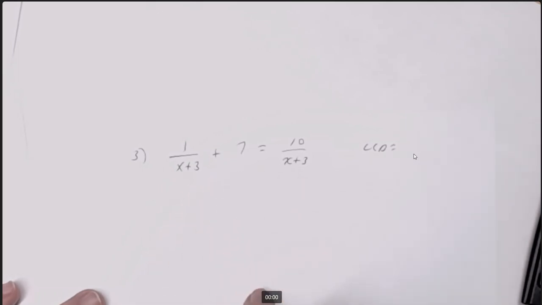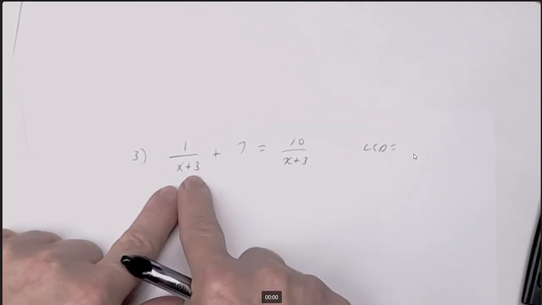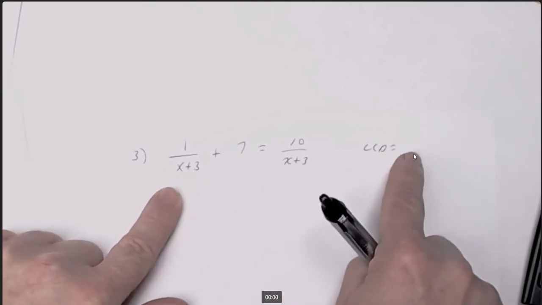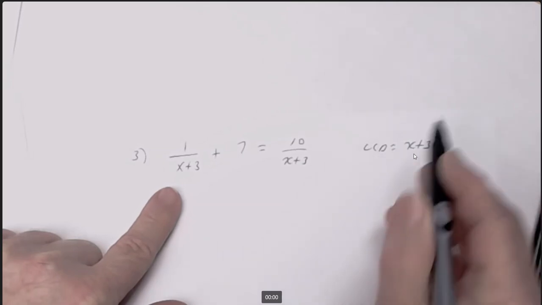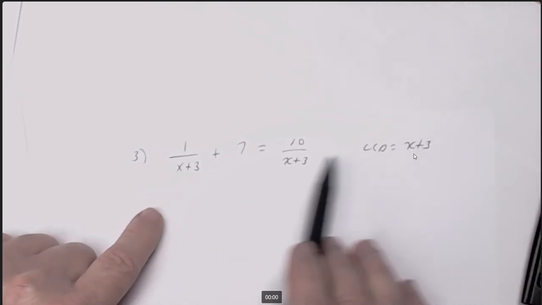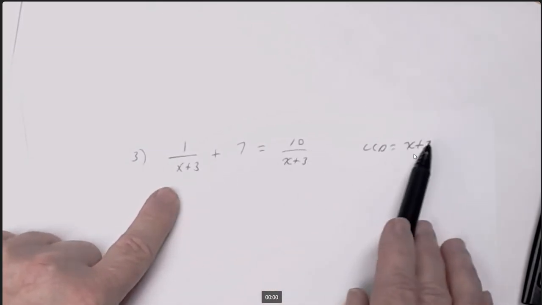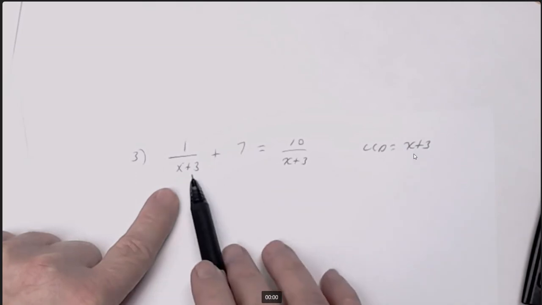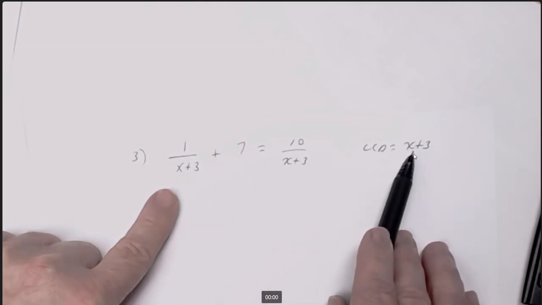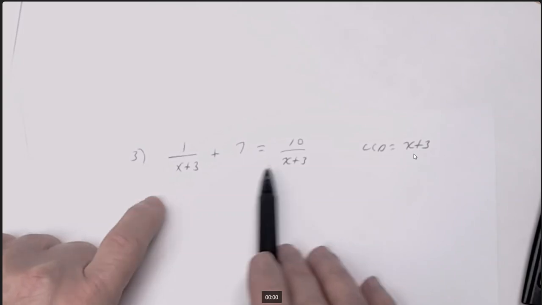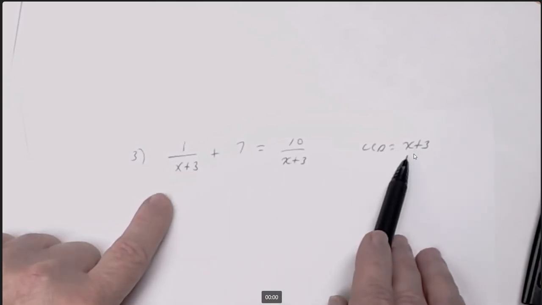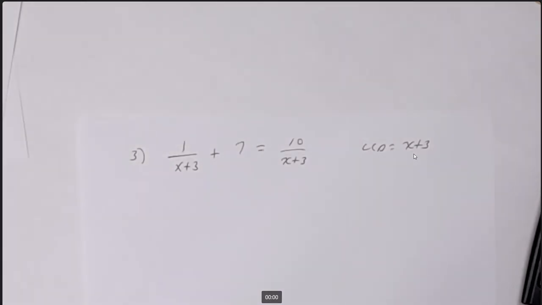So remember, you want your least common denominator to be something that this denominator reduces into. So if you see an x plus 3, you need an x plus 3. The next one I see is x plus 3. Well, that's the same as this one. So I already have it. So your least common denominator is just x plus 3. That's your least common denominator. Now, just like we did in number 2, we're going to multiply both sides by the least common denominator.